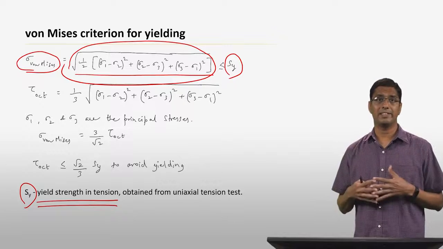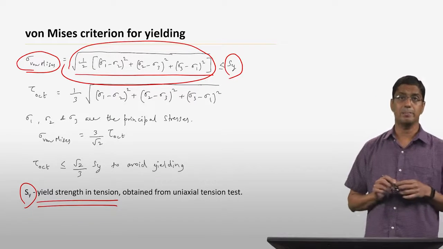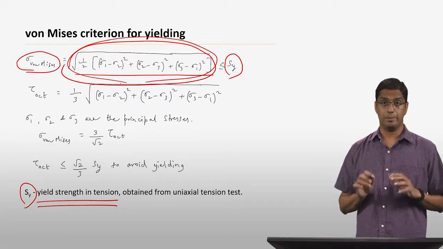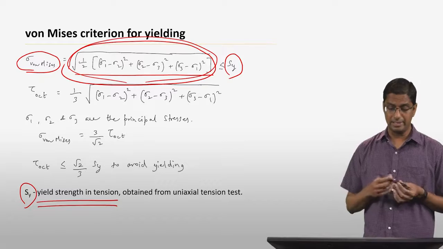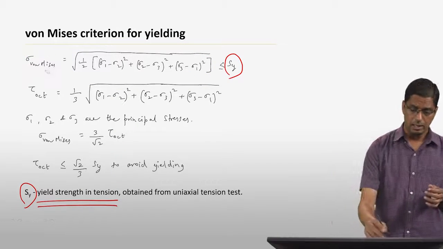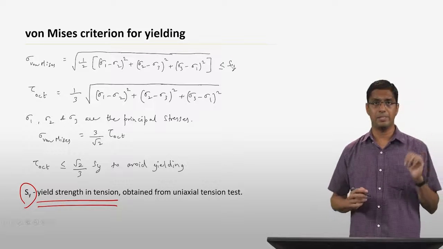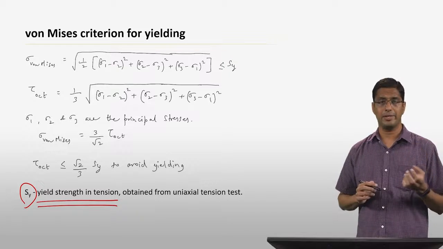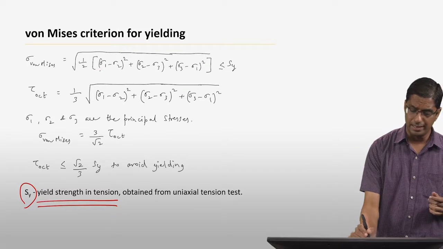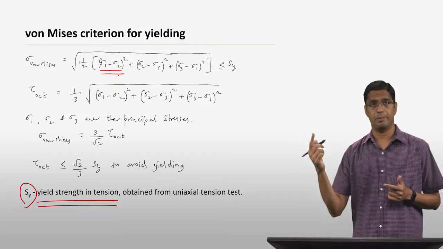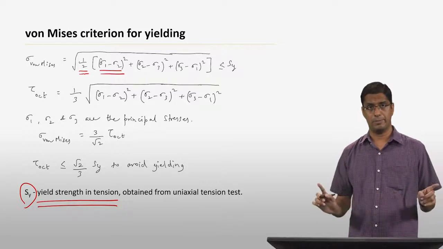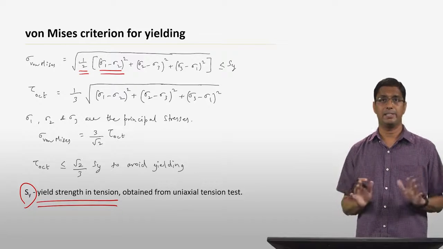Okay? And the von Mises criterion says that if this particular term is below Sy, then the material will not yield. If you look at this term, you have the three principal stresses, sigma 1, sigma 2, sigma 3. Each one of these terms is the difference between any two principal stresses raised to the power 2. Then you have a factor of 1 over 2 in front of the whole expression. And of course, this entire expression is under the square root.